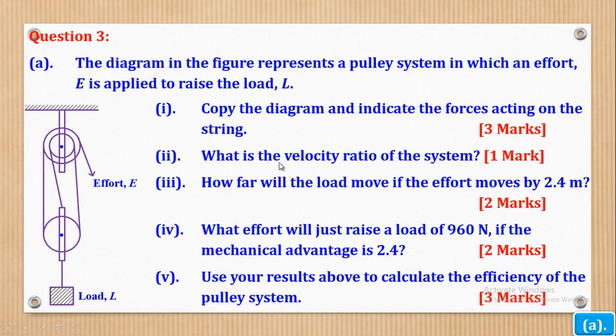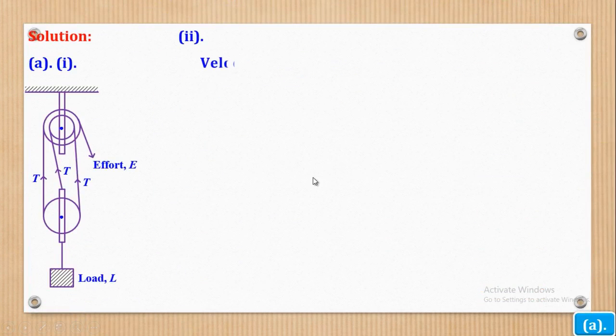Roman 2 says, what is the velocity ratio of the system? So for velocity ratio, you count the number of ropes pulling or the number of pulleys. So if you count the number of pulleys, there is 1, 2, and 3. That means the velocity ratio is 3, or you count the number of ropes, 1, 2, 3. So either way, velocity ratio will be 3. So we shall come here and state that velocity ratio is equal to 3. Then now we shall go to Roman 3.